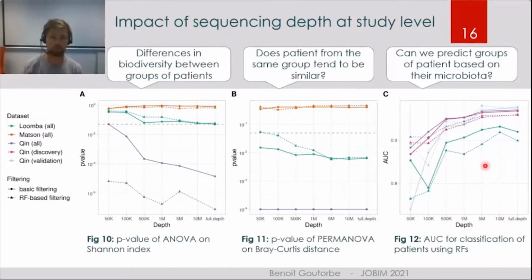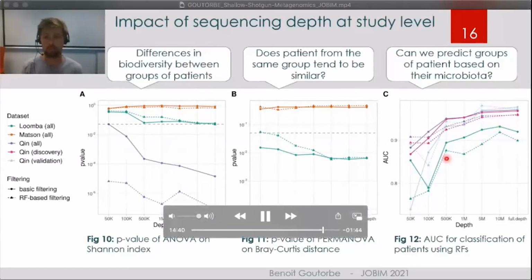For Matson we could not perform this classification because there was no signal, we saw that before, and for Kin we could split into the discovery cohort and the validation cohort. So again we can see that the effect of the filtering technique depends on the data sets, but the classification was possible and the AUC were not strongly impacted, down to 500 reads per sample.